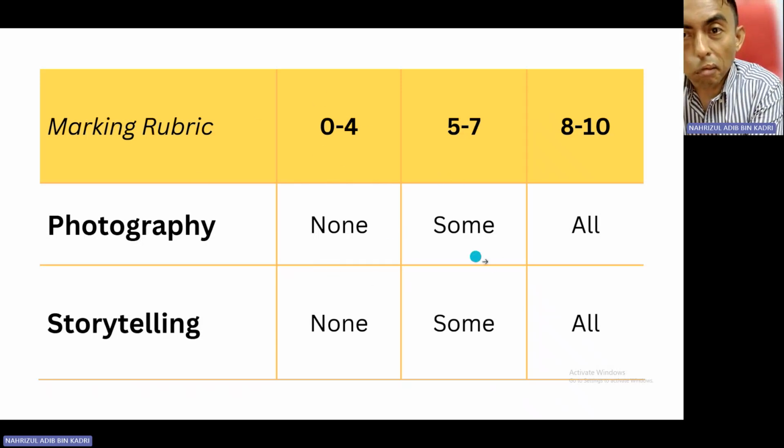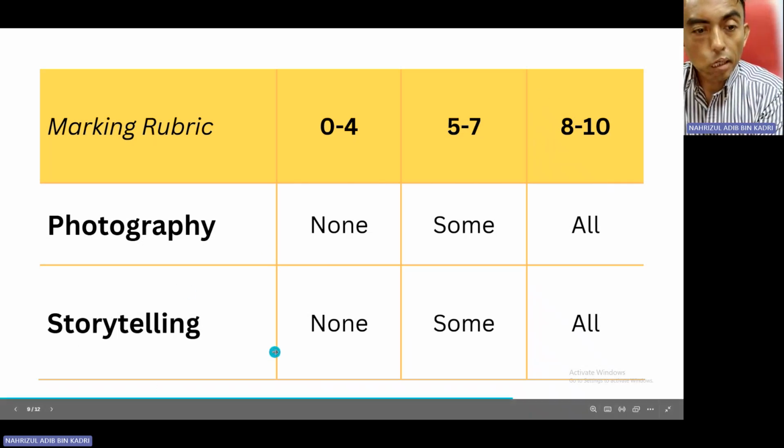Okay. If you have some, then I might give you 5 to 7. If all of your photos have some sort of composition techniques in it, you put in some thoughts in it, then I might give you 8 or 10. Okay. 8 should give you an A, overall.